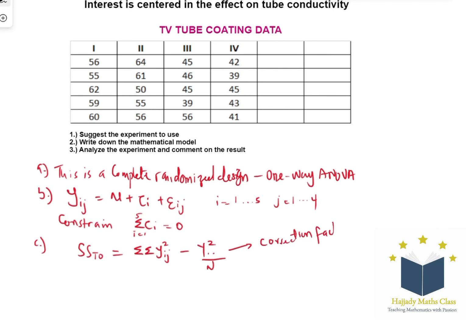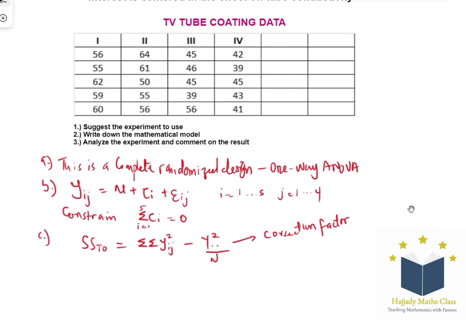If you check my previous video on one-way ANOVA, you're going to see how I got the general formula for the SS total. You can check my video. So now, calculating this, there's a need for us to know the grand mean and the grand total, which is y dot dot. So here, I'm going to have yi dot.